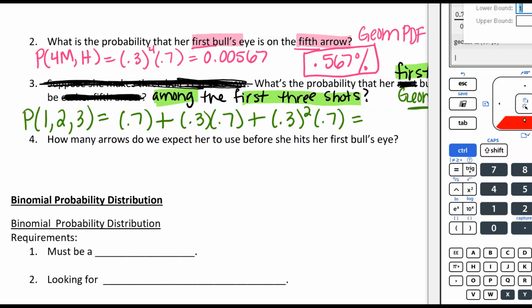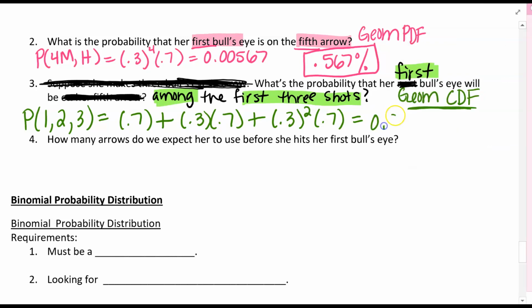But the lower bound, notice I'm saying it can happen between the first three, so first, second, and third. So the lower bound is 1. And then the upper bound is up to the third shot. So it's among the first three, so between 1 and 3. If the question had said, what's the probability she'll get it on the third or fourth shot, the lower bound would be 3, and the upper bound would be 4. So you should have had like 0.973.